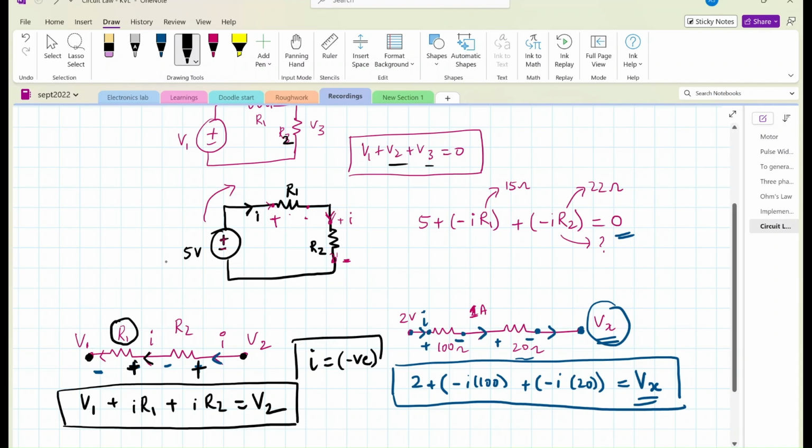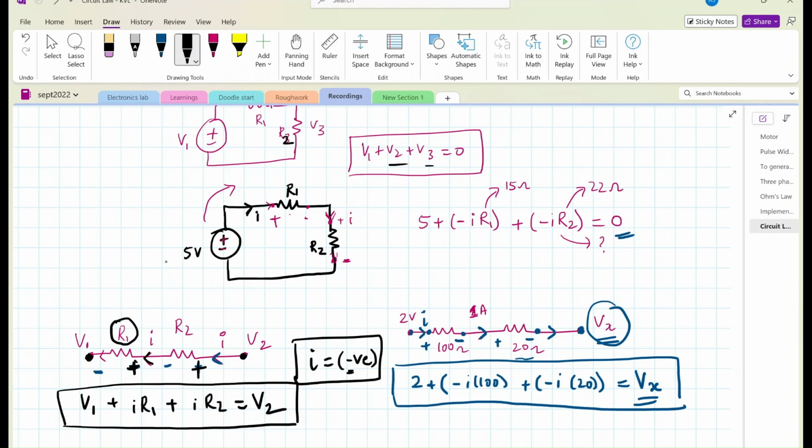If the I value we get is negative, then whatever current direction we have assumed is opposite to the actual flowing direction of the current. That is all it's going to make the difference, that's all it's going to be coming up in the results. It's not a mistake at all. Just by looking at the negative sign or a positive sign in the final value of I, we can say whether our assumed direction of the current is right or wrong.